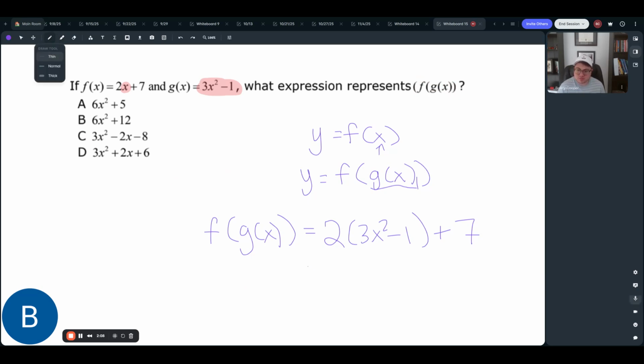And then we just need to simplify this as much as we can. So we can distribute this 2. So that would be 6x squared minus 2 plus 7. And then we can combine our like terms there, 6x squared plus 5.